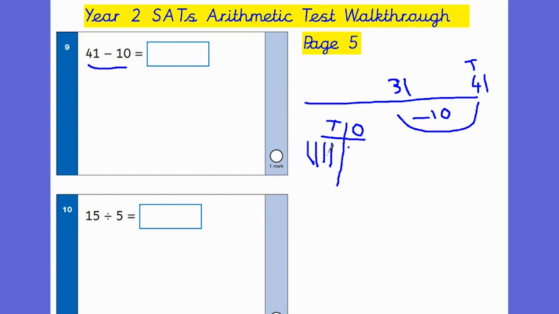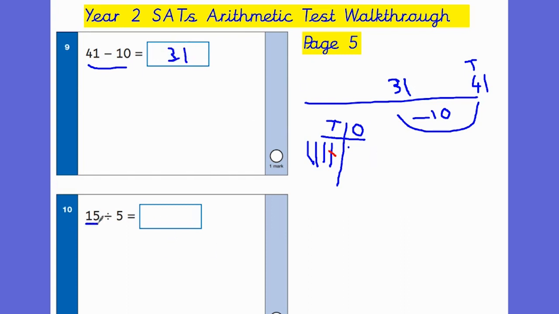So 10, 20, 30, 40, 1. And we're not touching the 1s because we're taking away 10. There are no 1s to take away. So we're going to cross out 1 10. Okay, and the children will have been taught to do this in school, hopefully, which leaves us with 10, 20, 30, and 1, 31. Okay.